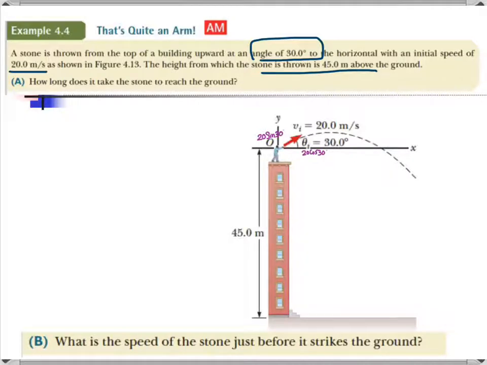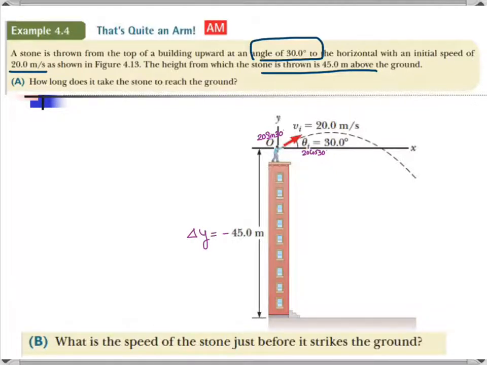So the first step is we are going to find the components of the initial velocity, horizontal velocity and vertical velocity. That is 20 cos 30 and 20 sin 30. Horizontal is getting cos because the angle is given with the horizontal. Okay, so let's see how to solve this problem.